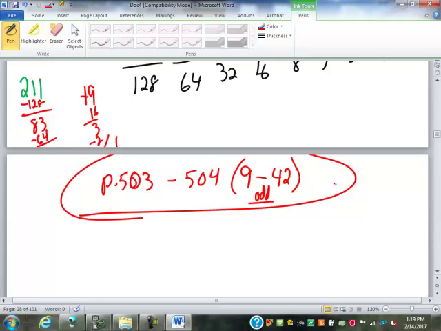And then binary is way easier than the other two. But we show you octal and hexadecimal because it's a way of writing binary in a shortcut, which is what we'll look at tomorrow.